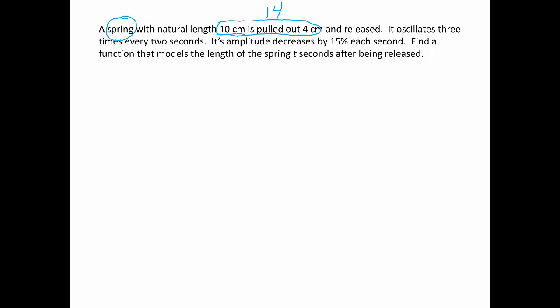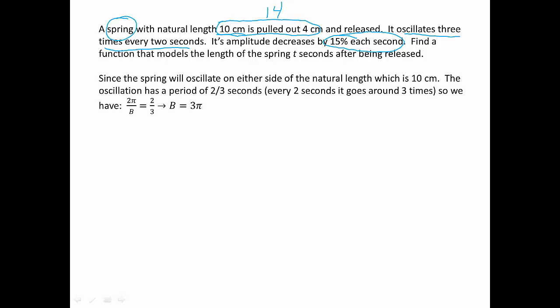So the information: it oscillates 3 times every 2 seconds. Its amplitude decreases by 15% each second. And we want to find the function that models the length of the spring t seconds after being released. So let's look at what we know.